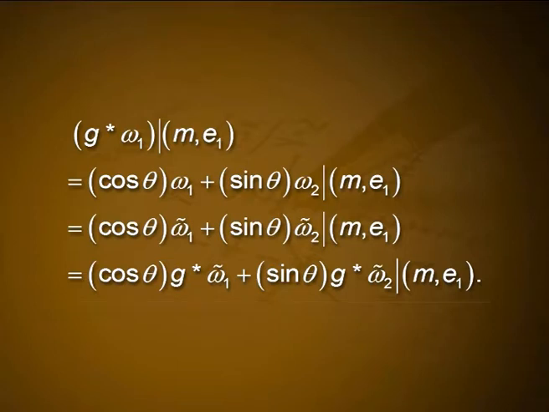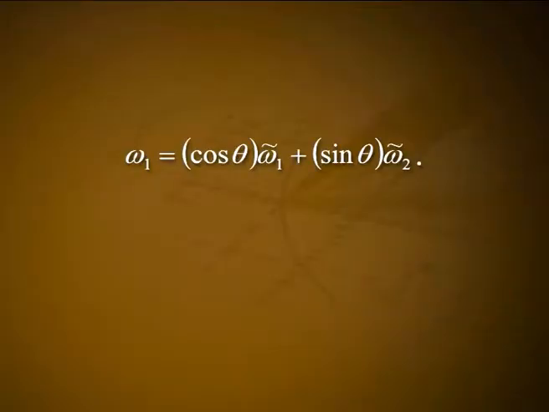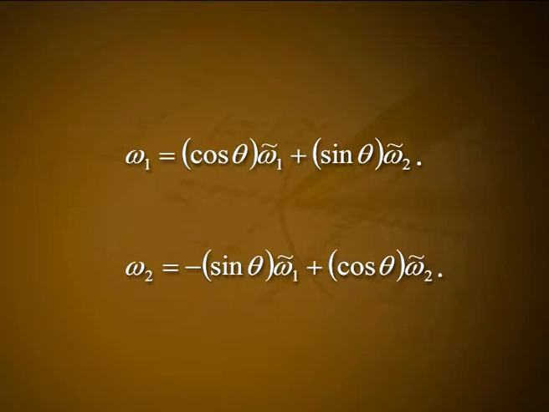Thus, from note 3, which we have just mentioned, g*ω1 at (m, e) = (cos θ ω1 + sin θ ω2) at (m, e) = (cos θ ω1~ + sin θ ω2~) at (m, e) = cos θ g*ω1~ + sin θ g*ω2~ at (m, e). Applying (g⁻¹)*, the forms ω1 and ω2 at (m, g e) are related by ω1 = cos θ ω1~ + sin θ ω2~. Similarly, ω2 = −sin θ ω1~ + cos θ ω2~.